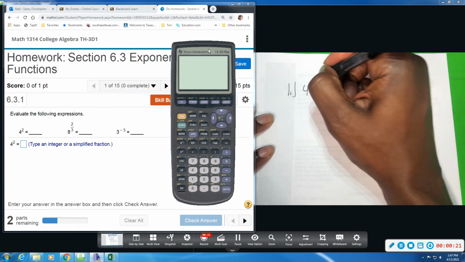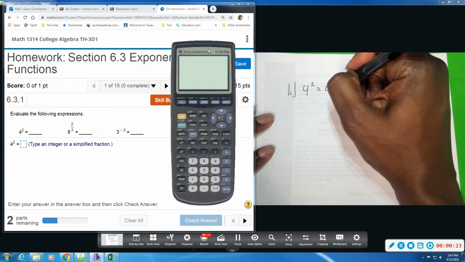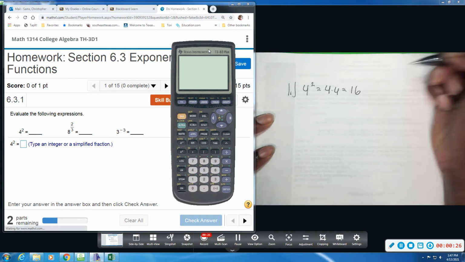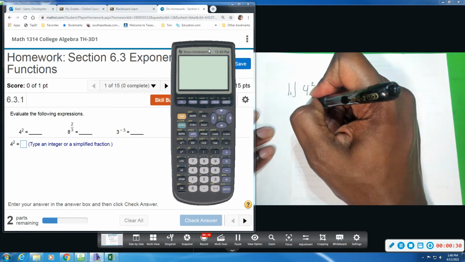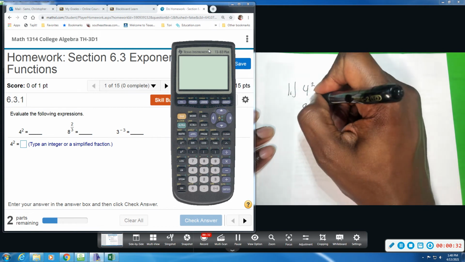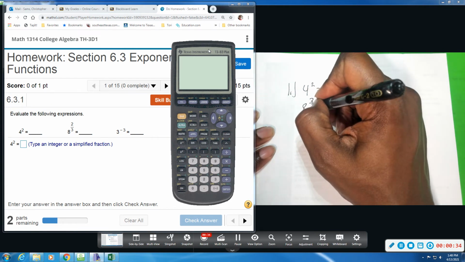4 squared, we just do 4 times 4, which will give us 16. We can crunch that in the calculator. Now, 8 to the 2/3 power may not be very familiar.